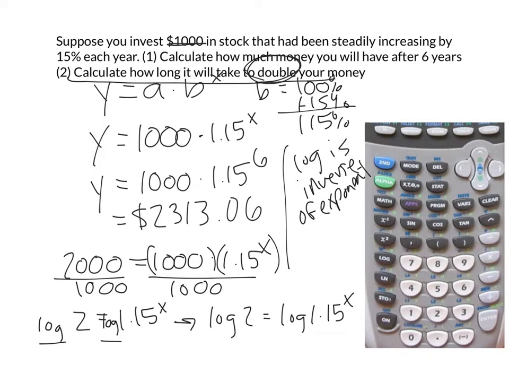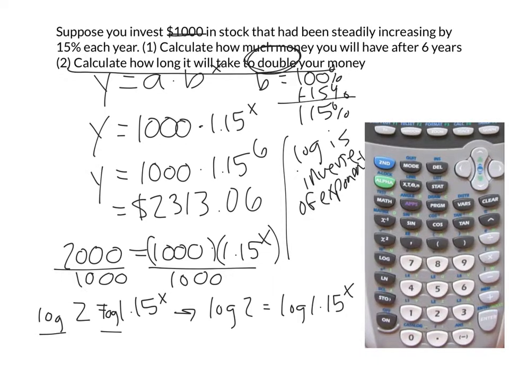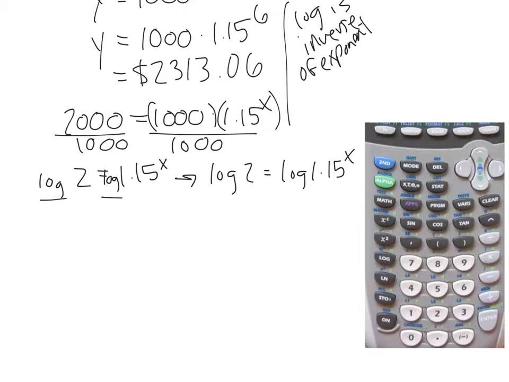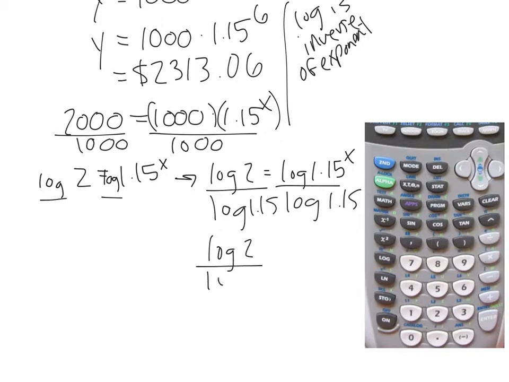Now, I'm going to move some stuff real quick just so that we can have more room. So what logs allow us to do is I'm going to divide by log of 1.15 onto the other side. Okay, and so what I get is log of 2 divided by log of 1.15 equals, and then the only thing left over here is x.